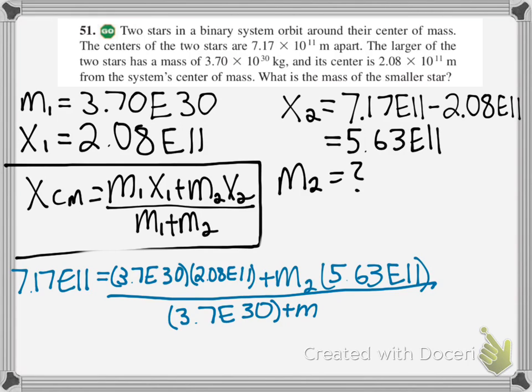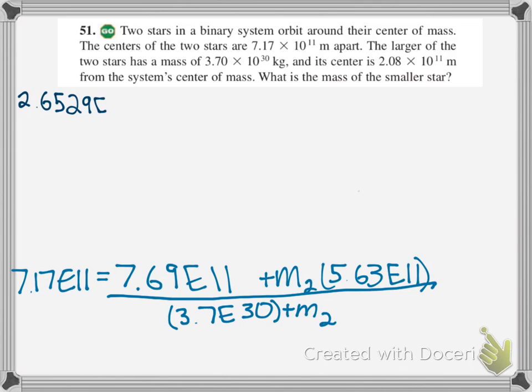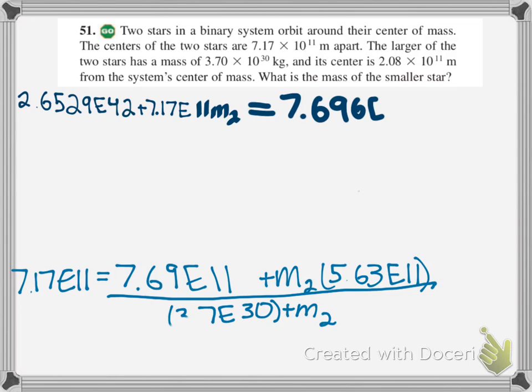Now I'm just going to multiply the M1 and X1 of the first star there, and that'll give us 7.69 times 10 to the 11th. Now just for some room, I'm going to erase this. You can always rewind and see what I had there before. But so I'm just going to continue solving this equation. I'm just going to multiply both sides by 3.7 E30 plus M2 just to get rid of it on the bottom. So that cancels there on the bottom. But now the other side is going to be this very long number here. Okay, I just distributed there.